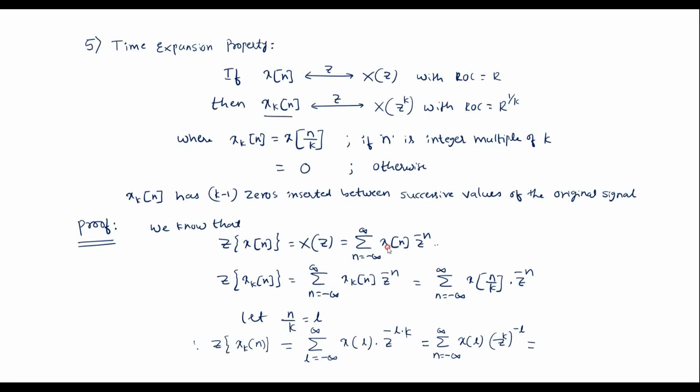So the Z transform of this x(n) is X(z), where we have z here. So in this case, in place of z, here we have z^k. So this is equivalent to X(z^k). Therefore, the Z transform of x_k(n), or the Z transform of x(n/k), is equal to X(z^k). Thus the property is proved.